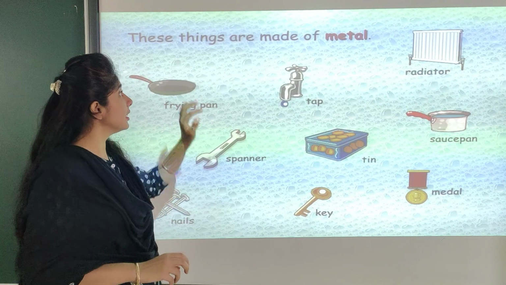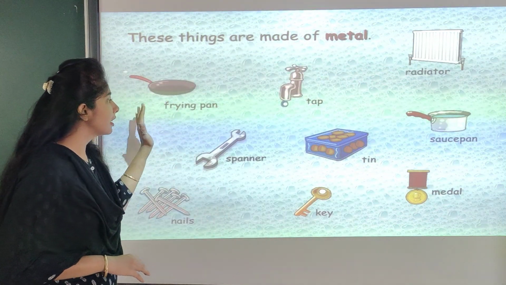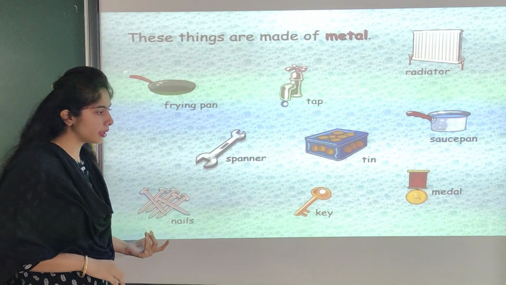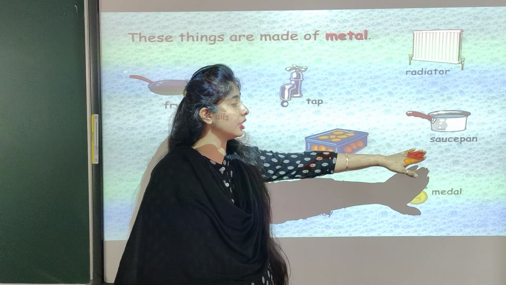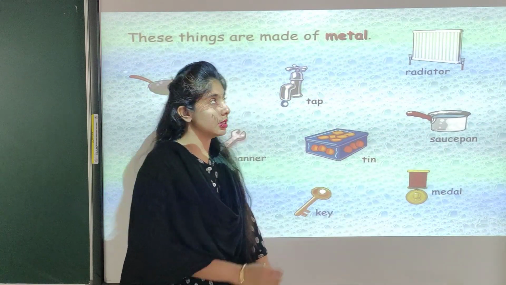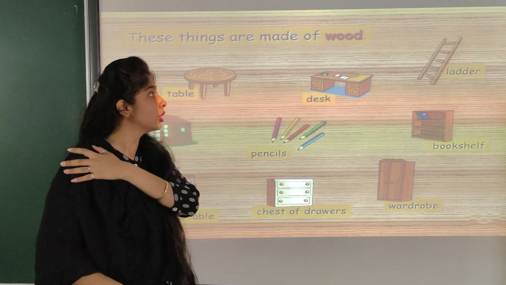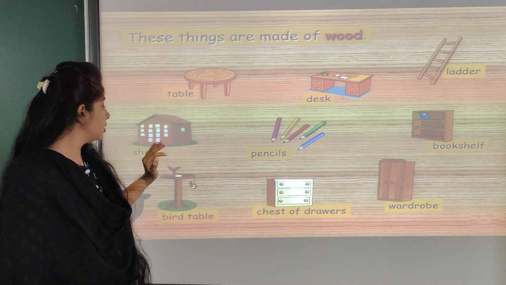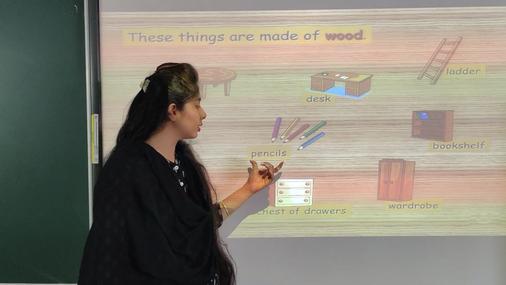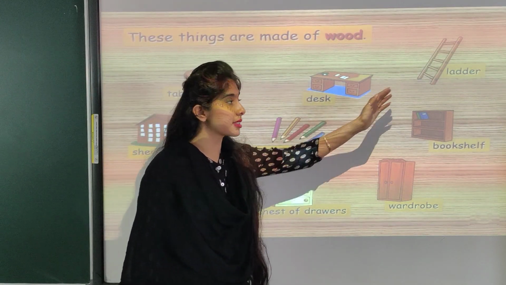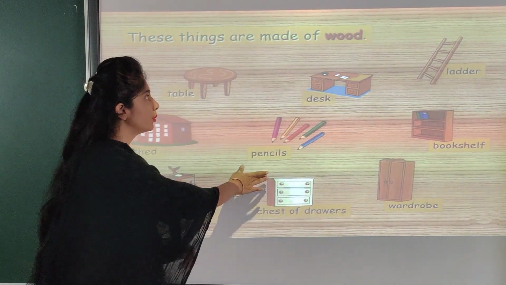Now let us see the things which are made of metal. Here are the examples. Frying pans, spanner, nails, key, tin, tap, radiator, saucepan, medal. Things which are made of wood. That is table, shed, bird table, chest of drawers, pencils, desk, ladder, bookshelf and wardrobe.